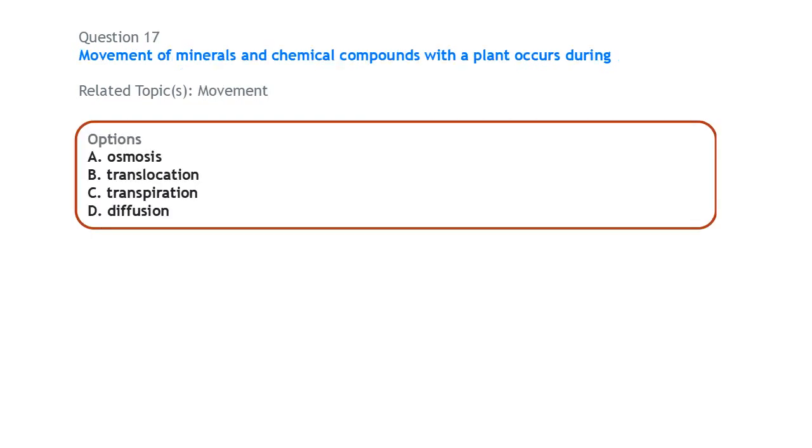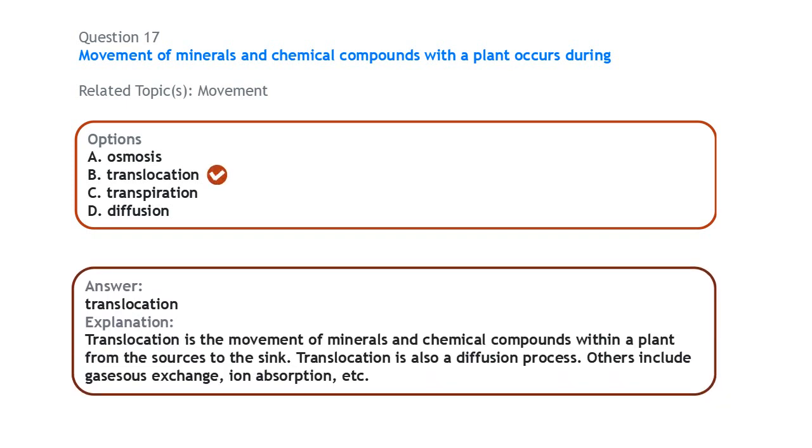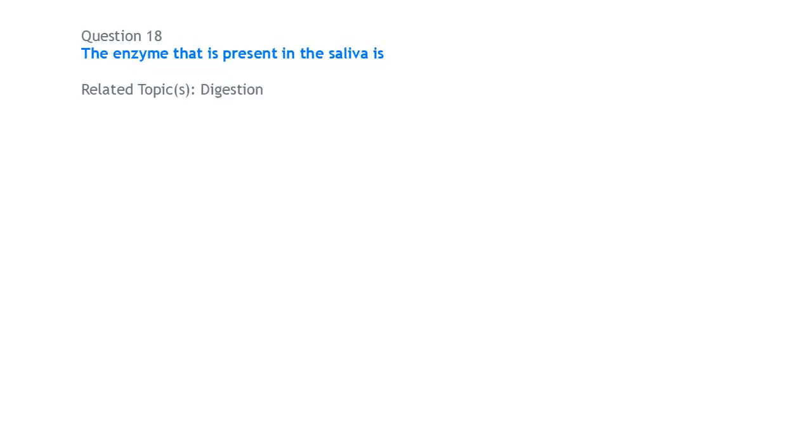Next, on movement of minerals and chemical compounds within the plants, this occurs during translocation. Translocation is the movement of minerals and chemical compounds within a plant from the sources, that is the places where they are produced, to the sink, that is regions in the plant where they are needed.